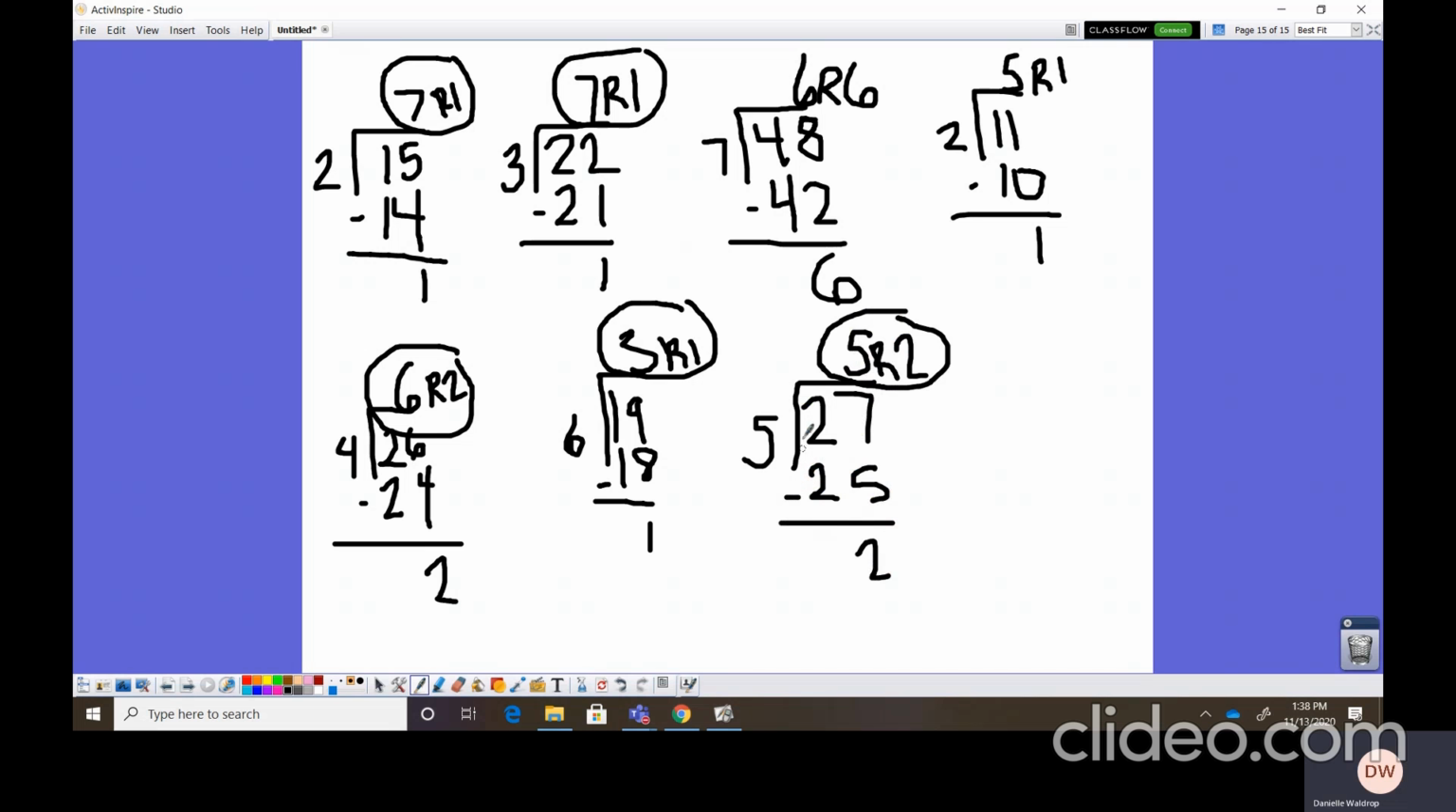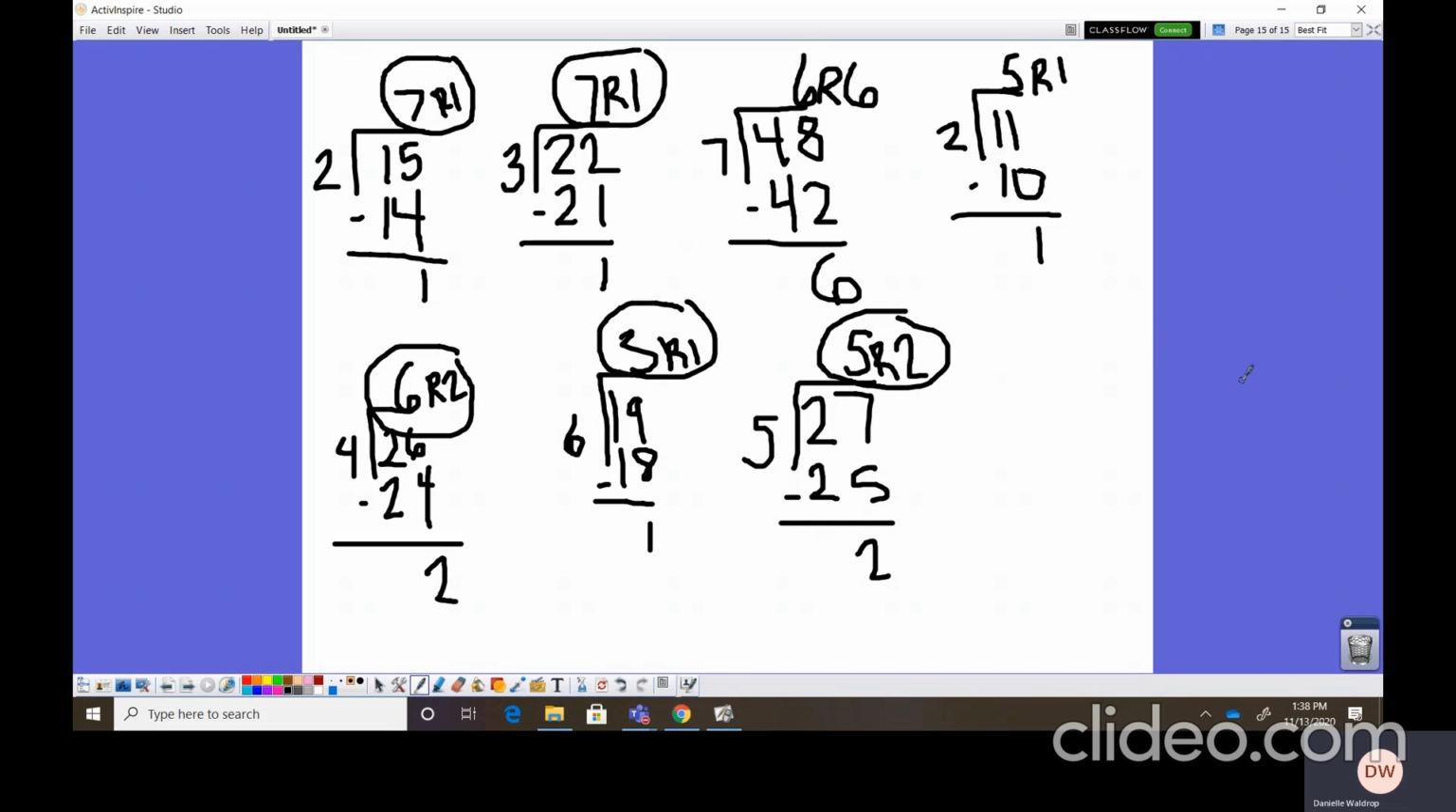What this means, guys, is that you could take 27. I could divide it out into 5 groups. And if I could draw a picture and divide 27 out into 5 groups, then that means there would be 5 in each group and 2 left over that would not go anywhere. And that would be my remainder.